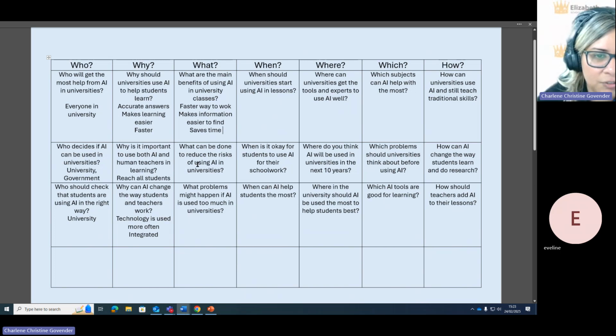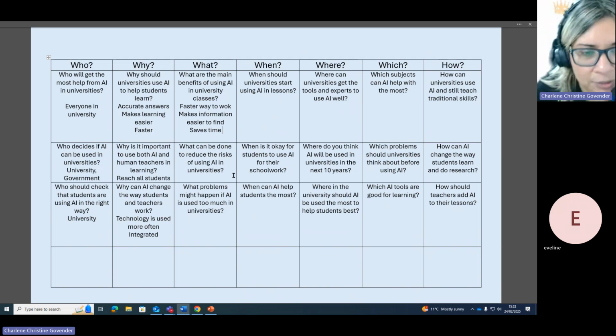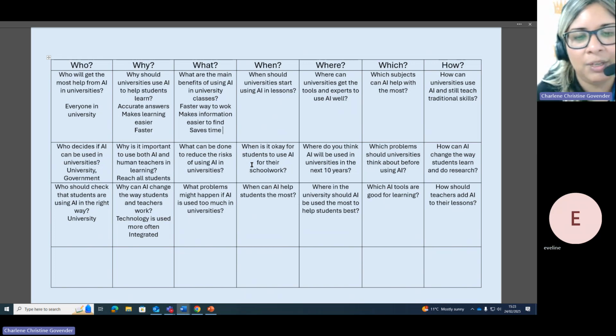So let's look at the next question. What can be done to reduce the risk of using AI in universities? Obviously, we have come to the point where AI is being used a lot in our assignments and essays. Even if you are using a translation app, because it's generating from a second language to English, it may come up as AI. So how do you think universities can reduce the risk of students using AI?